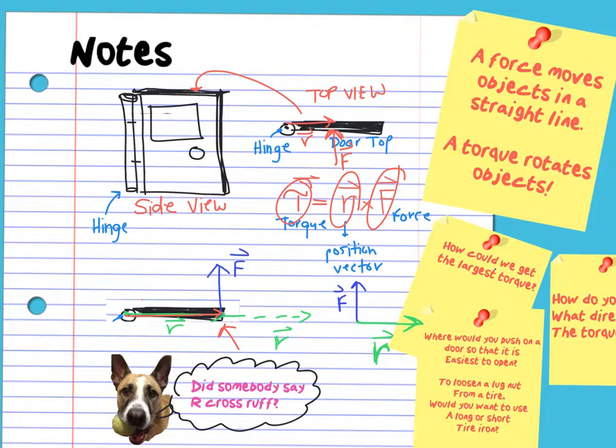It's the same idea if you wanted to loosen, say, a lug nut from your tires. You get a flat tire and you have a lug nut. You have that tire iron, the little thing that goes over the lug nut. And if it's short, okay, so I'm going to do my best. Here's like a little lug nut.